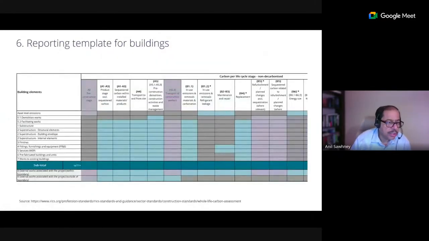Once your assessments are done, you use this kind of a template to report your carbon emission. So you can do a subtotal, but eventually you can also provide benchmarks such as X kilograms of carbon dioxide equivalent per square meter of building, per kilometer of single lane highway, per parking unit in a parking structure, and so on.